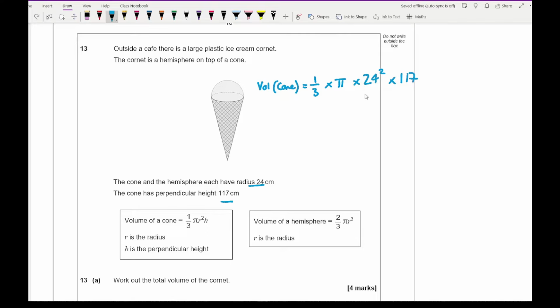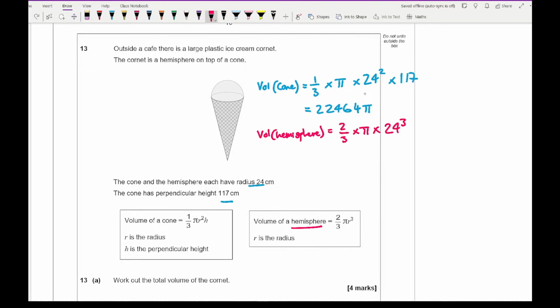117. So if I type that all into my calculator, a third multiplied by pi multiplied by 24 squared multiplied by 117, I get an answer. I'm going to leave it in terms of pi for now, so I get 2246 pi. Then work out the volume of the hemisphere. Now just take extra care that you have been given the formula for the hemisphere, not sphere, so I don't need to divide by 2. So that's just going to be 2/3 times pi times 24 cubed.